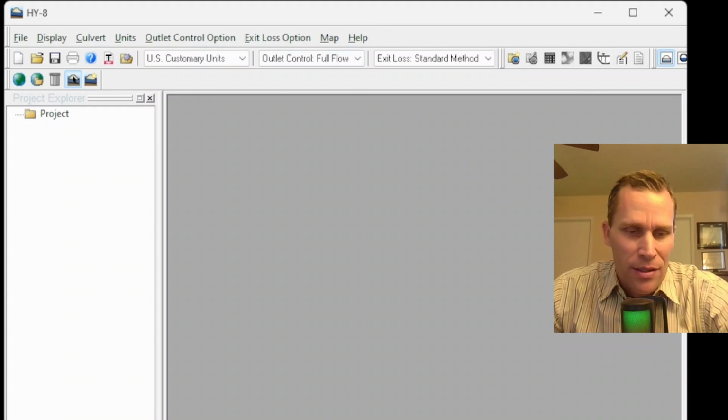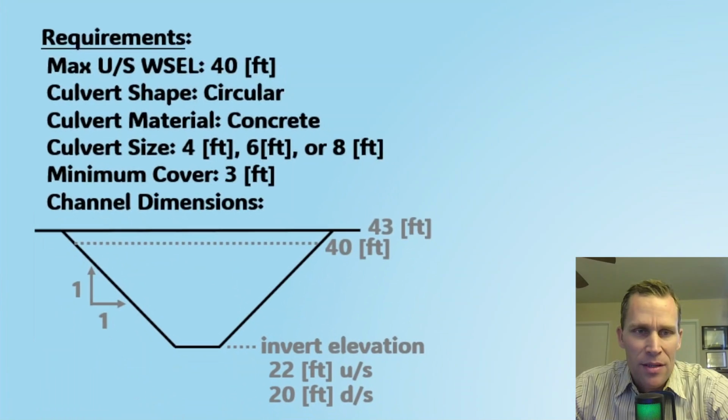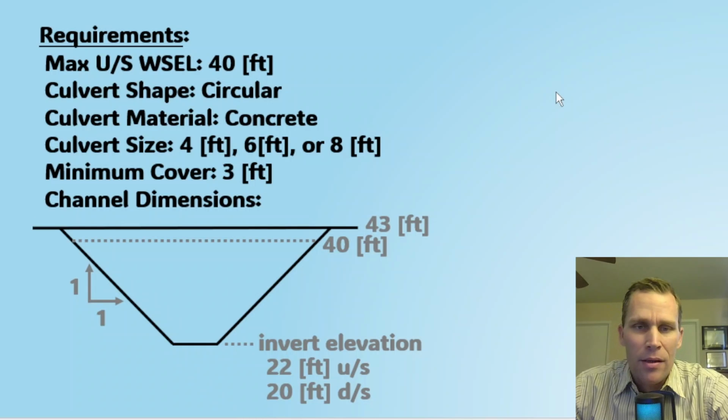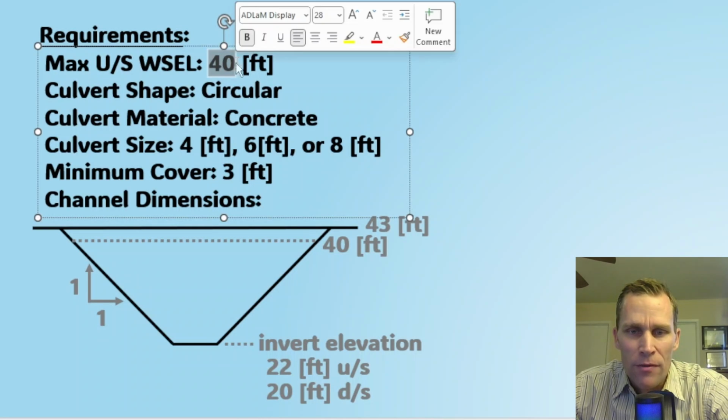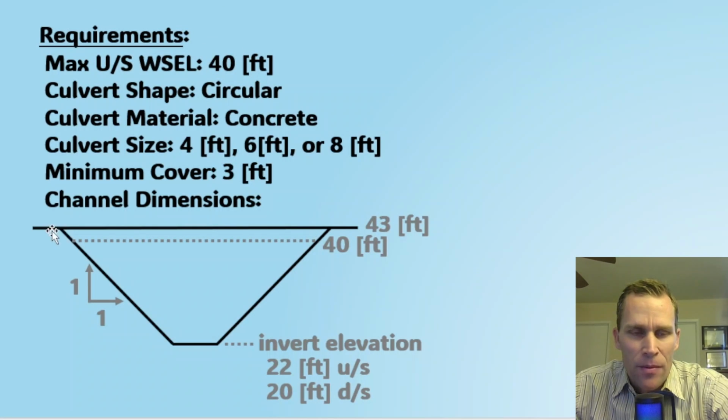All right, so we're going to go ahead and talk about some of the design requirements I have in a PowerPoint right here. These are not all of the requirements for the project, but these are some of them, and we'll go through all the other data once we start building in HY-8. The first requirement is that the maximum upstream water surface elevation is 40 feet. As you can see from the diagram down here, 40 feet is 3 feet below the roadway elevation, which is at 43. So I've got those two elevations labeled.